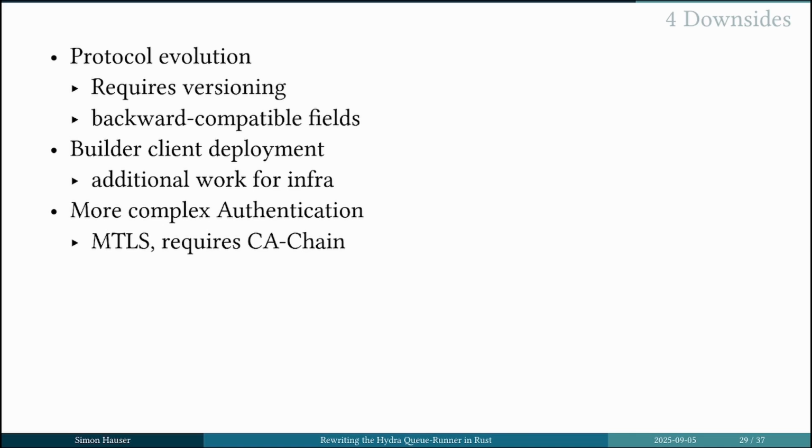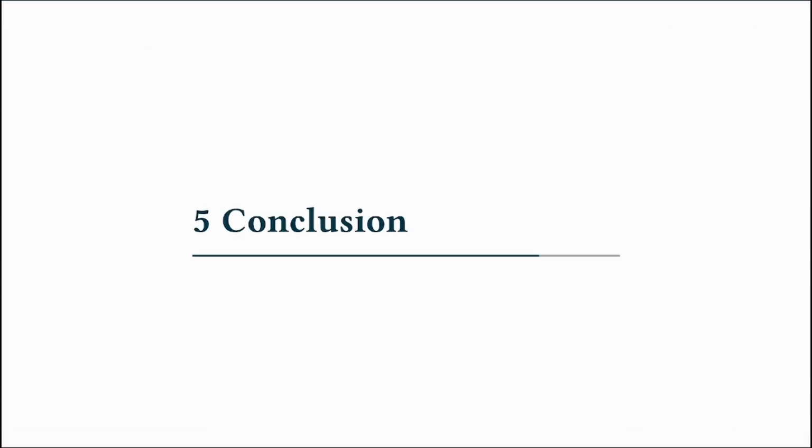And we have a more complex authentication. Previously, we only had to share SSH keys. Now we decided to use mTLS, which requires a CA chain. A little bit more overhead, especially for people who run the Hydra queue runner locally or something.